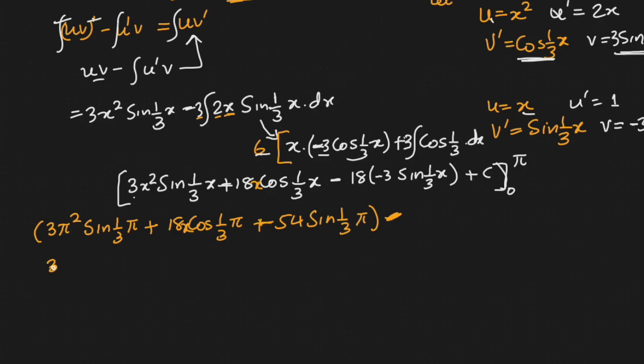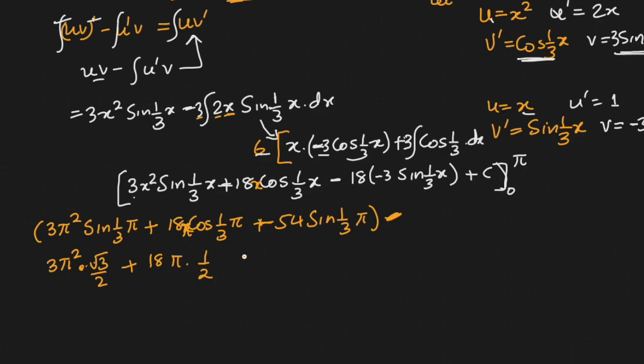So 3 pi square sine 1 over 3 pi is square root 3 over 2. I know this, you can use your calculator. 18 x, it should be pi. 18 pi and cos 1 over 3 pi is half.